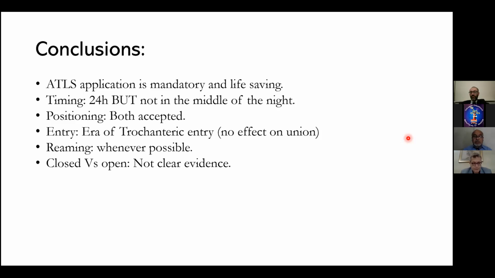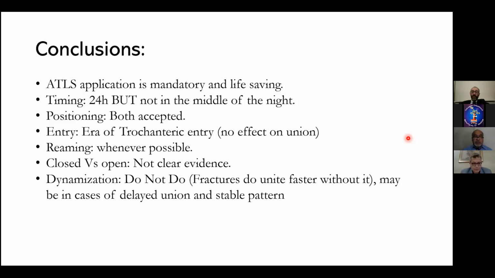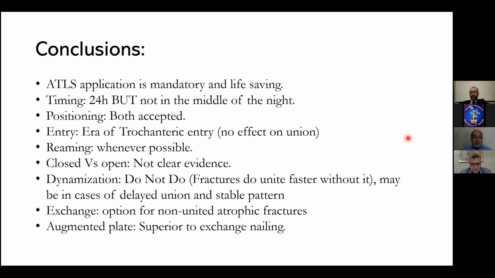If you struggle to do closed reduction after 1 or 2 or 3 trials, you don't have to be a hero to do it closed in 4 hours. You can do this in 1 hour and a half with open, with a small wound, and this will cut many things down. Dynamization, in my opinion, in general, don't do it, except the fractures do unite faster without. You may do it after a careful analysis in a stable pattern, atrophic pattern, then you can do it as a thing that would not harm, but it would help. In other situations, it is harmful. What about exchange nailing? It's a good option for non-united fractures. Again, not as good as augmented plate, which is superior.